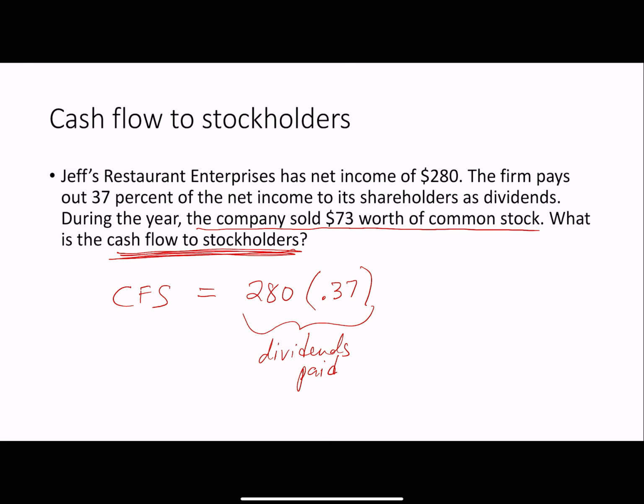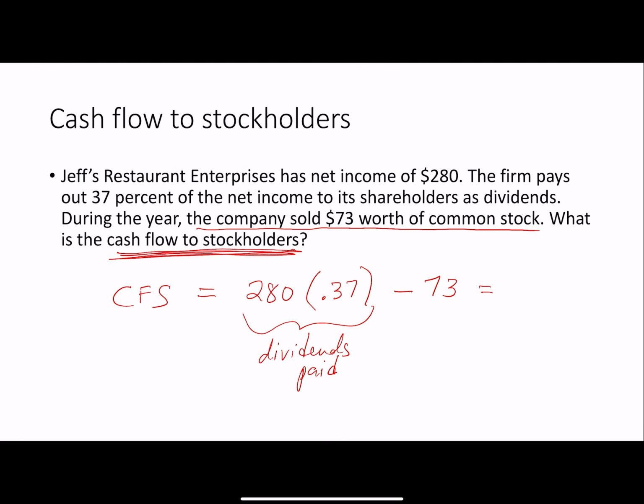That means that the firm went to the financial markets, to the stock market, and said, I would like to raise equity capital. I have these shares for sale. Let's do business. And the company sold $73 worth of that common stock. Now, this is cash going from investors to the firm, which the firm will then use to pursue projects and investments and all that. So in terms of cash flow to stockholders, we are going to subtract out this $73 because it represents a cash outflow from the perspective of shareholders, right? Because the shareholders are giving cash to the firm.